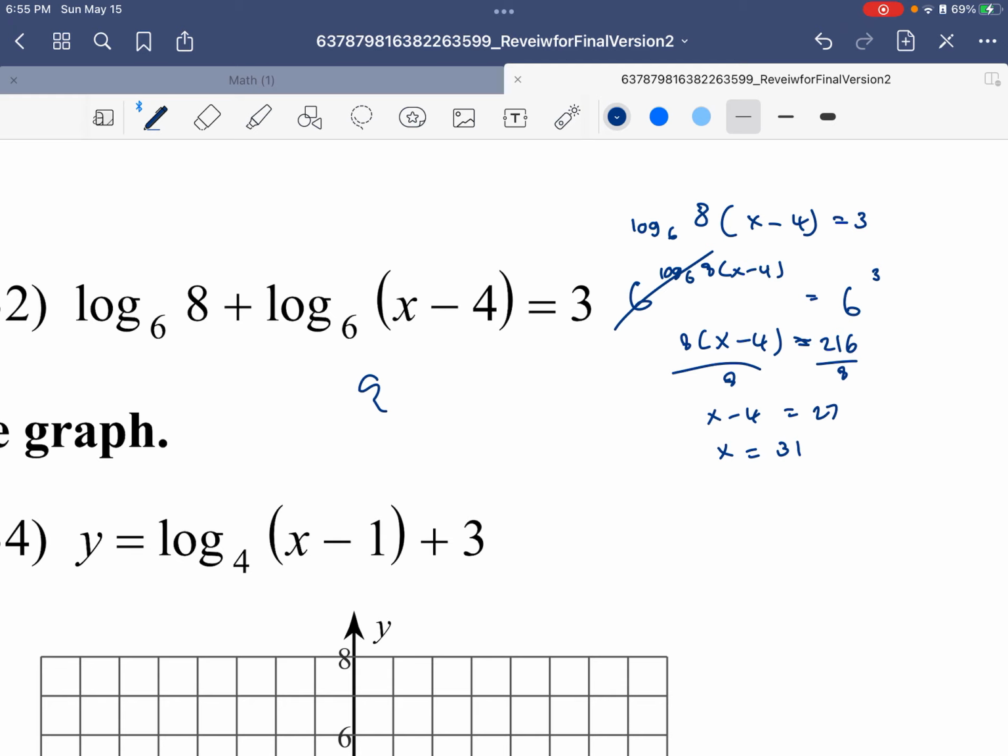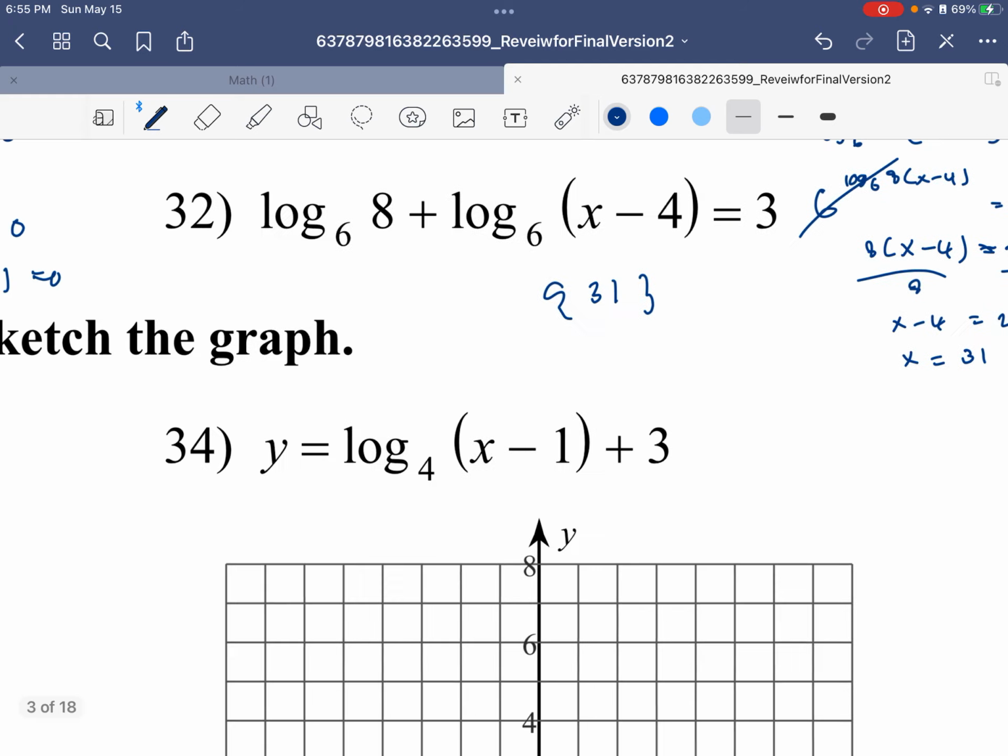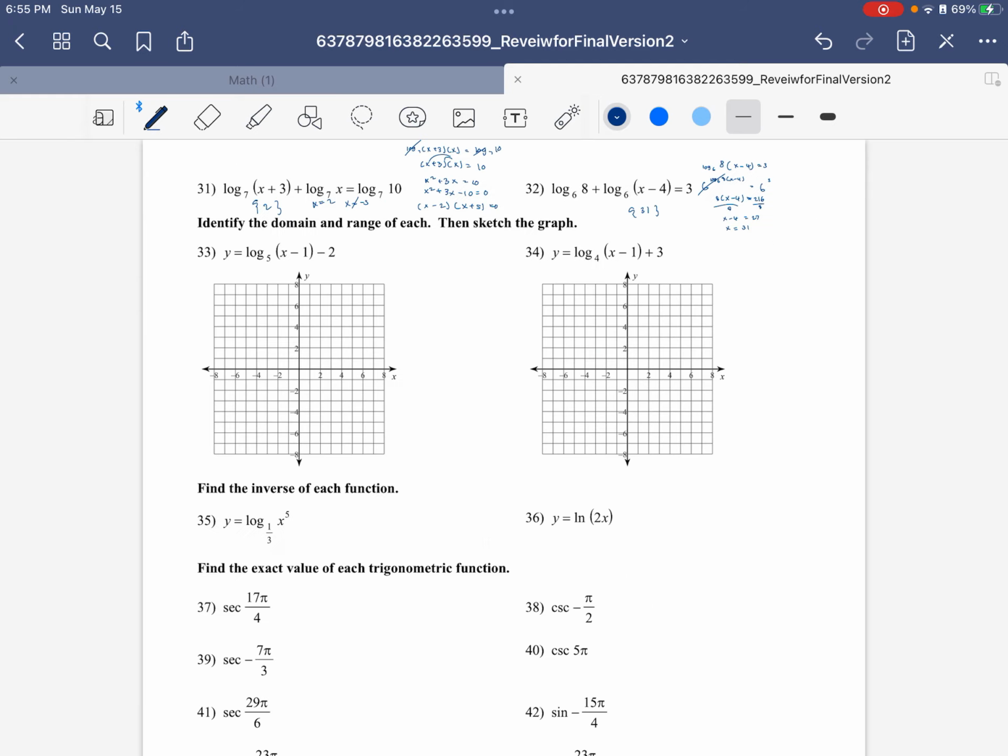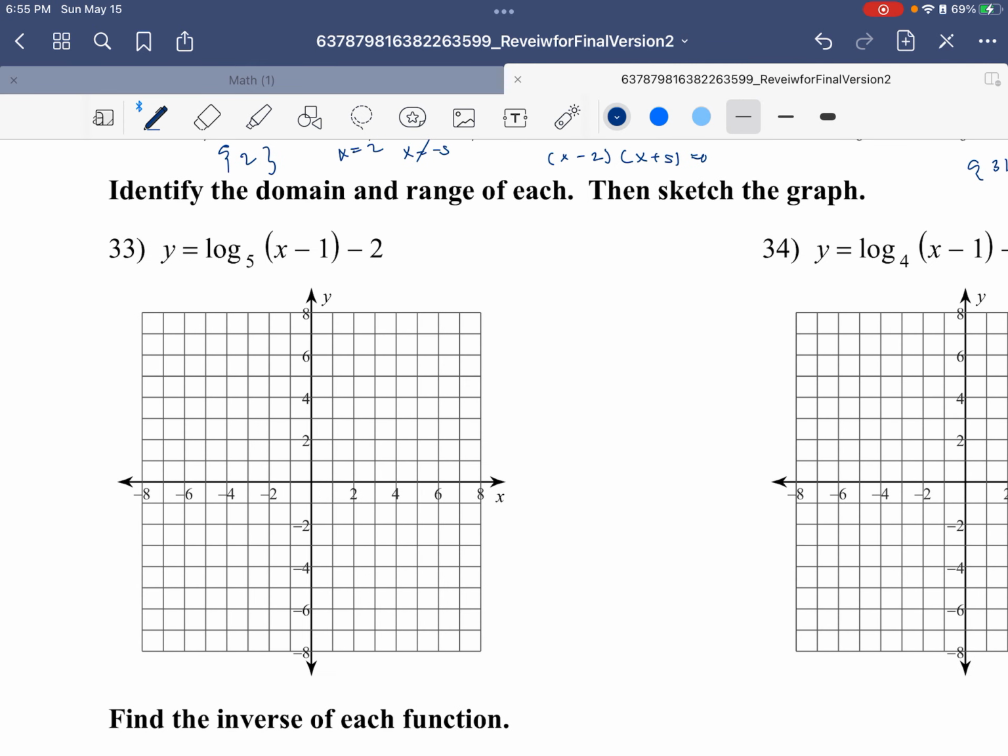So this is your answer, 31. Okay, now we're going to graph. I posted 2 methods for how to graph log functions. I'm going to use method number 1 because I like it more.